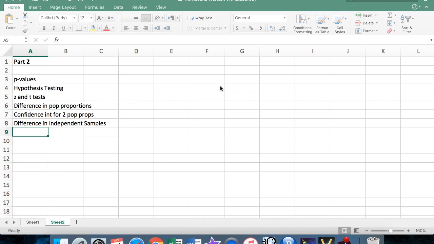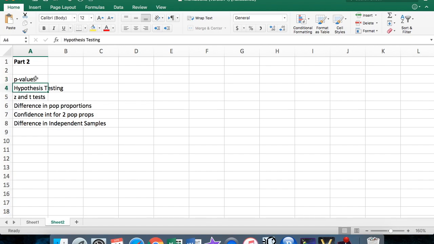So here's what we're going to do in part 2. We're going to talk about p-values and so on. Remember, a p-value is the probability of your test statistic in the direction of your tailed test. So if you're doing a left-tailed test and your test statistic is negative 2.3, the p-value would be the area to the left of negative 2.3, right?